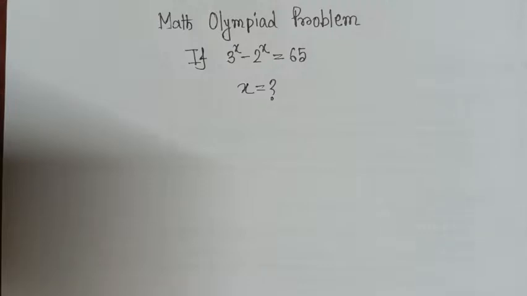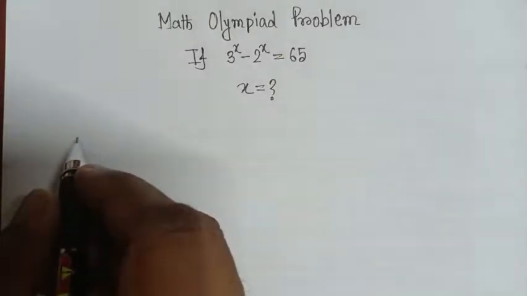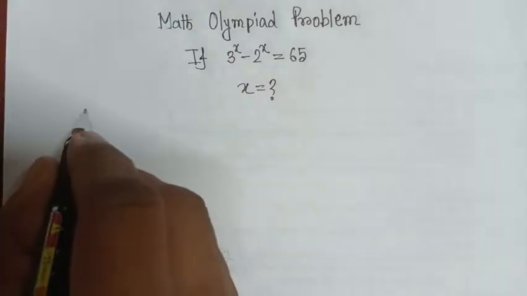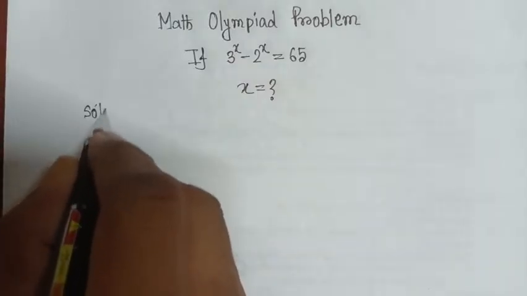Today we are going to solve another interesting exponential equation, that is 3 to the power x minus 2 to the power x is equal to 65. Now we have to find out the value of x. So let's start. Let's start the solution.